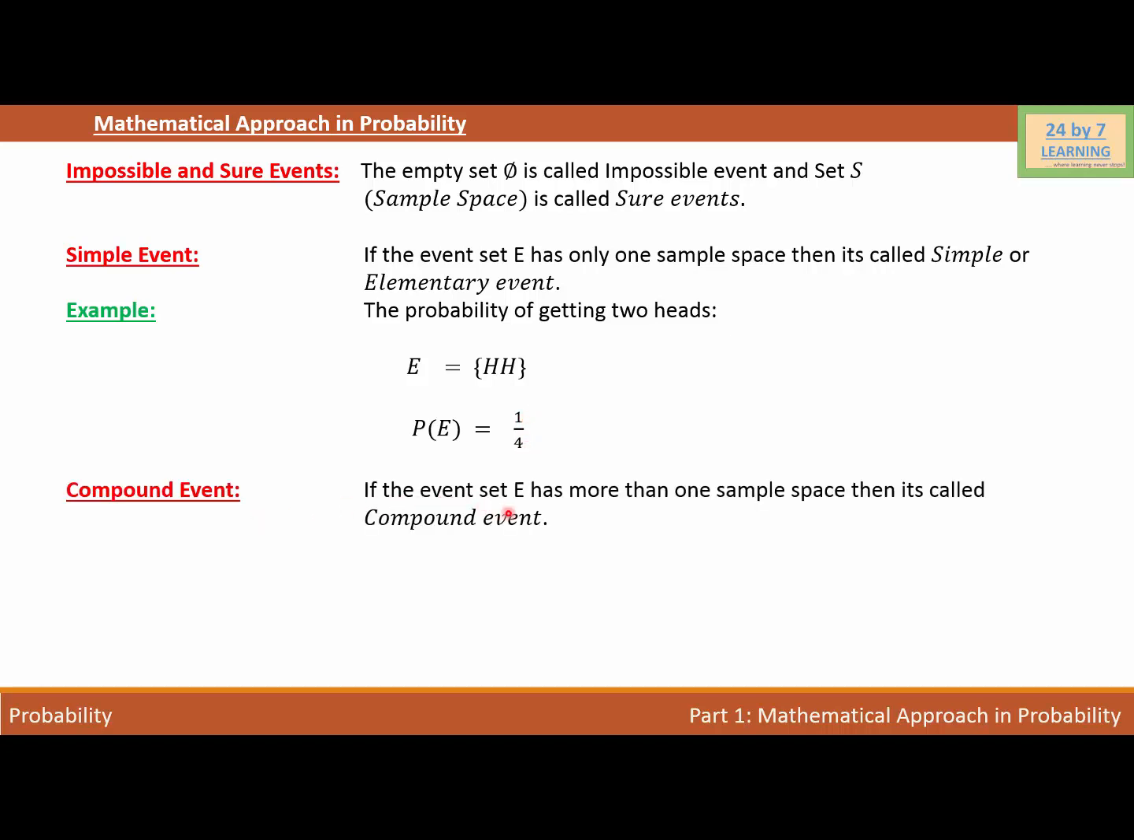Compound event. If the event set E has more than one sample point, then it's called a compound event. Now let's consider an example. Let E equal exactly one head and F equal at least one head. When we say exactly one head, it means that out of all the cases, we consider only those with one head. So we have only two cases with one head. But at least one head means that we need one head, but it can also be more than one head. So the event E is equal to head tail and tail head. But event F is equal to head head, head tail, tail head.